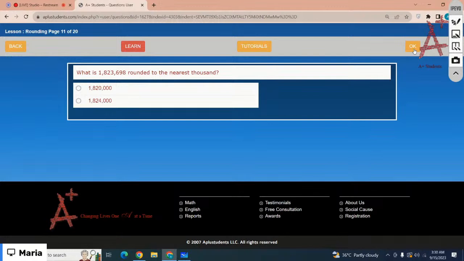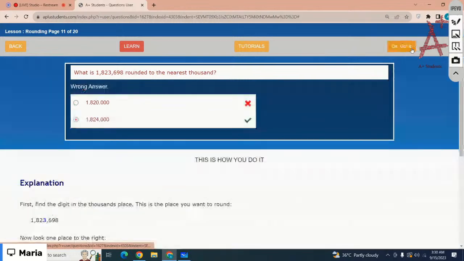What is 1,823,698 rounded to 10,000? Which is the correct option? Yes, that would be option number 1. The correct option is option number 1.